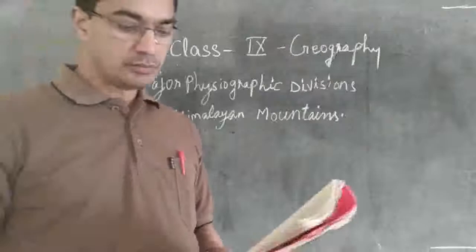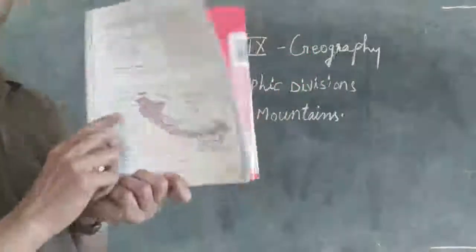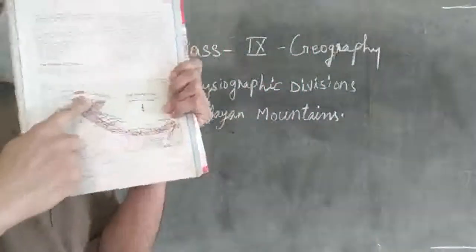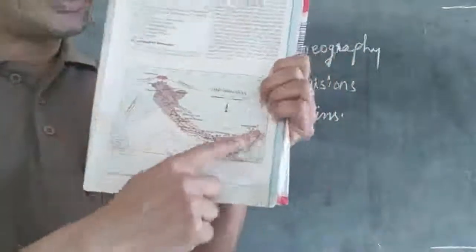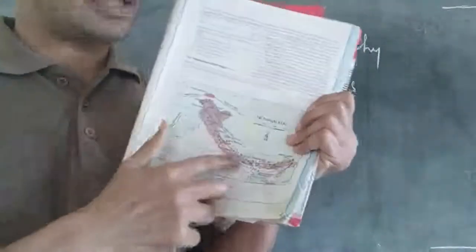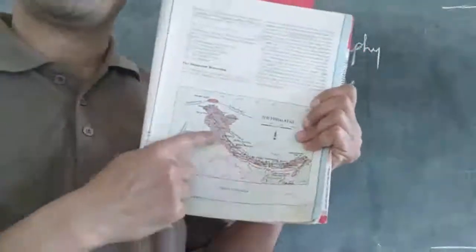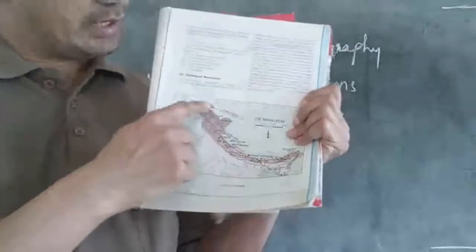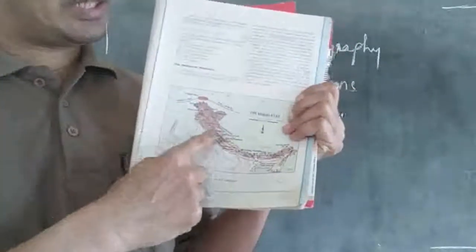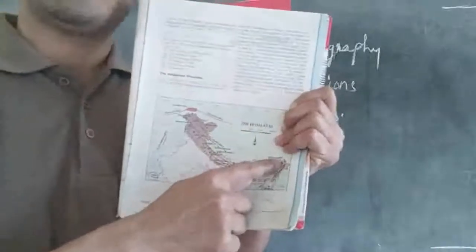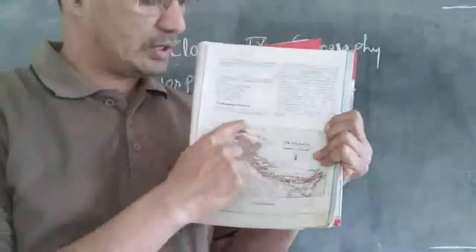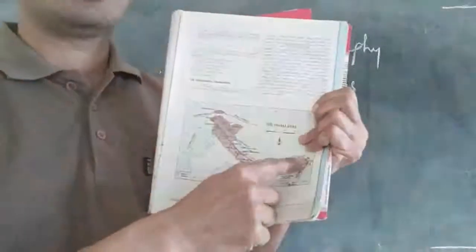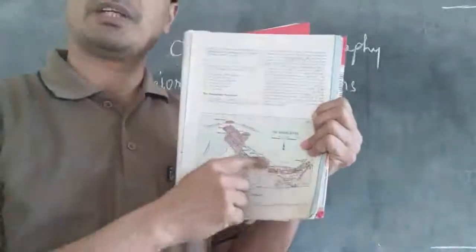And in your map you can see the area that is marked with this color, the brown color. That is the area of the Himalayan mountains. It is starting from Kashmir and it is coming up to Arunachal Pradesh. So these are the areas the Himalayan mountain is covering.